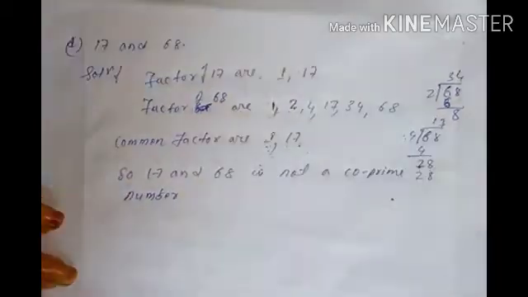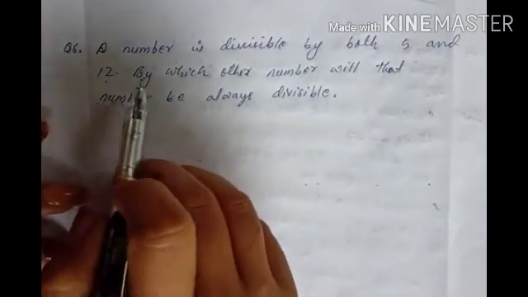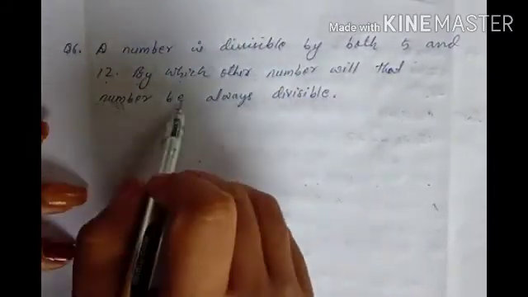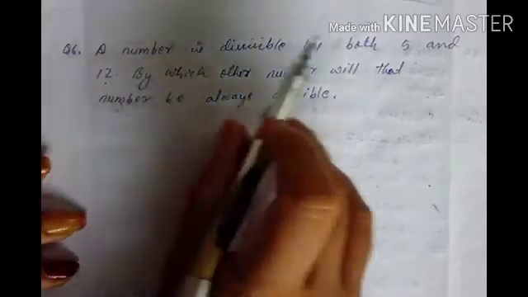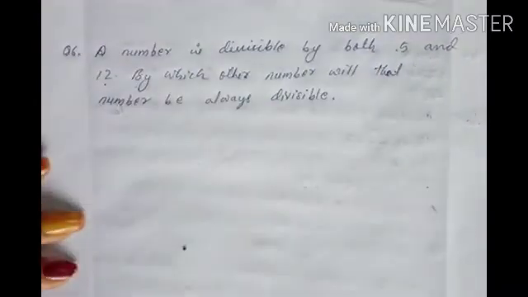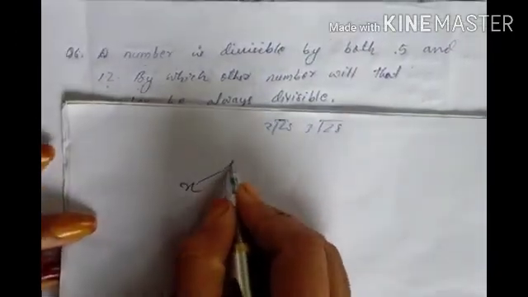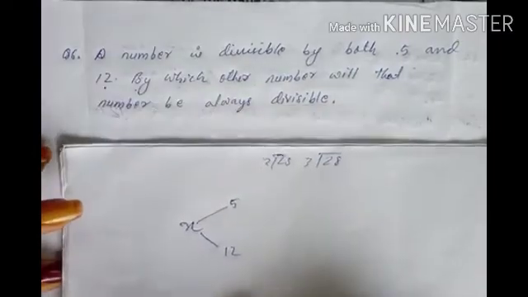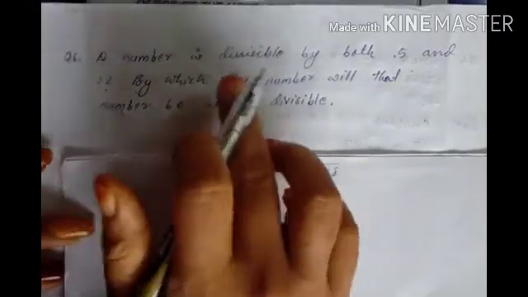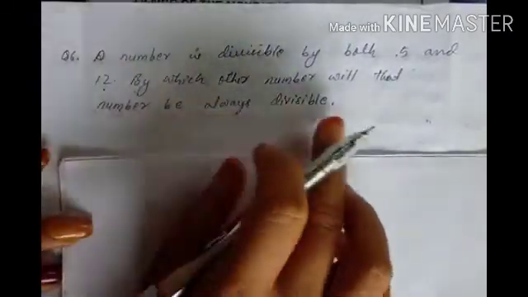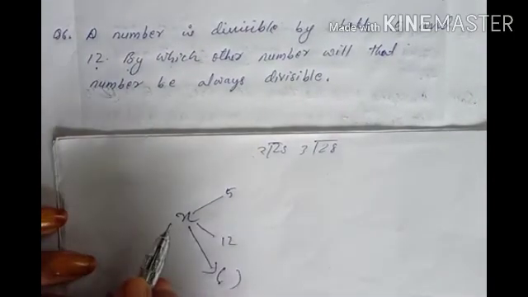Now next question, question number 6. A number is divisible by both 5 and 12. By which other number will that number be divisible? Means there is a number and that number is divisible by 5 and 12. Suppose, I will explain here. There is one number x and this number is divisible by 5 and also divisible by 12. Now you have to find one more number by which that number will always be divisible.